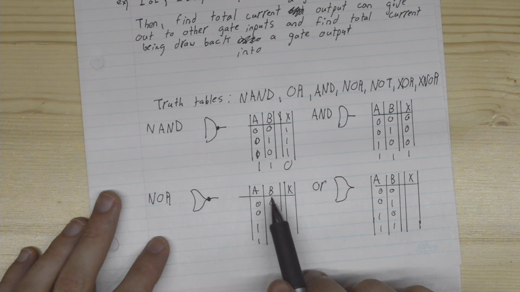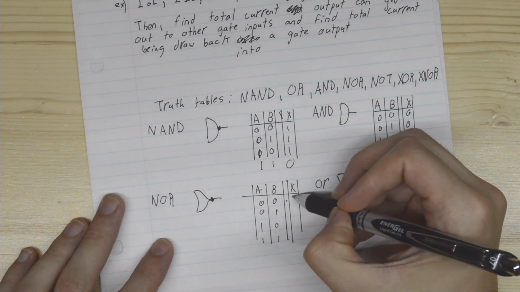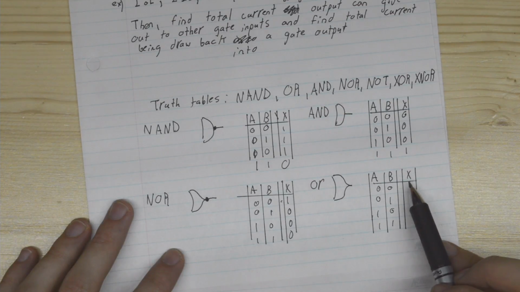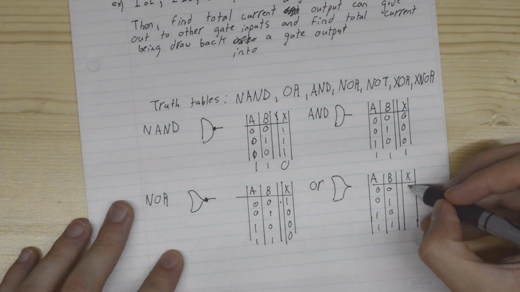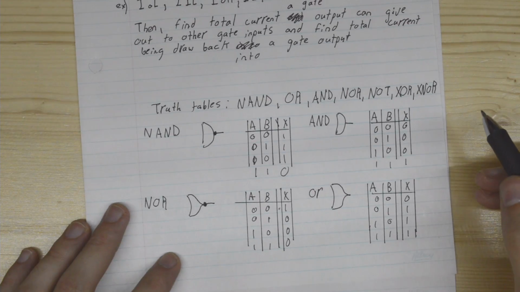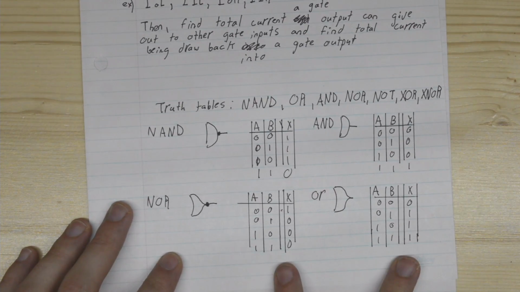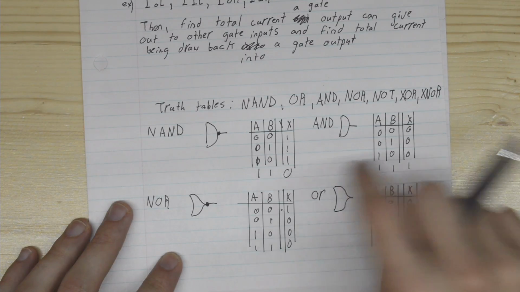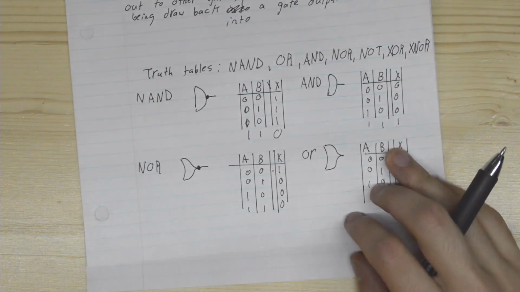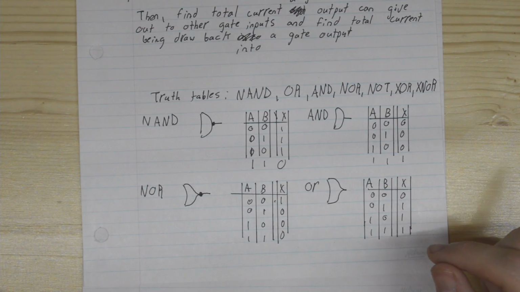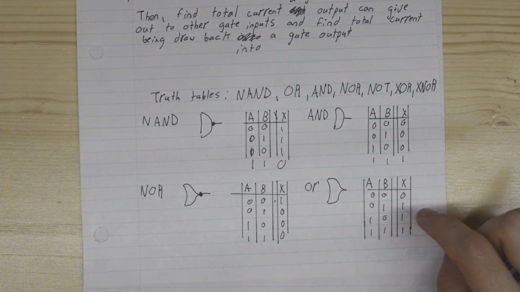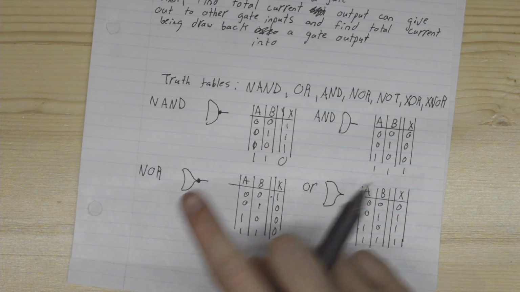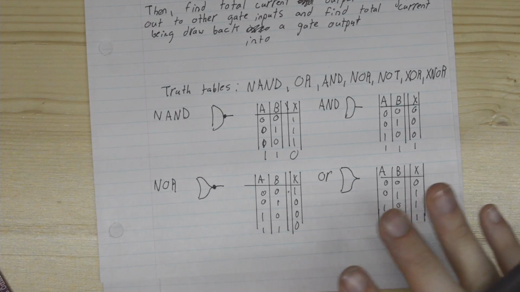A NOR gate, it is only high when both are low. And an OR gate, it is only low if both are low. So the opposite, or mirrored. Did I just do that wrong? No, that's an AND. Never mind. I did it fine.